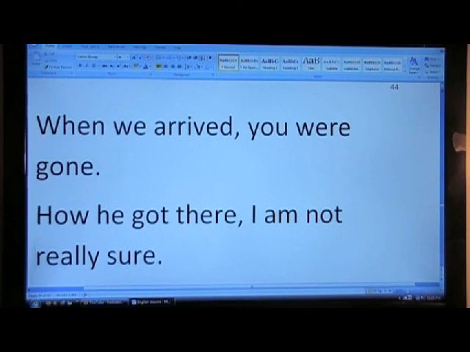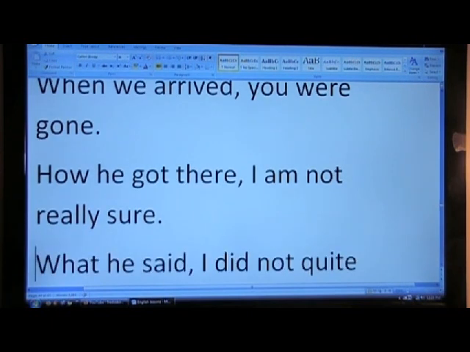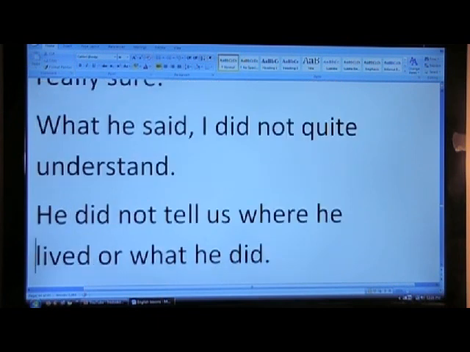Now, when the phrase is in front, then you have to have a comma, and then the complete sentence. How he got there, phrase, comma, I'm not really sure. What he said, phrase, comma, I did not quite understand. Now note here, he did not tell us where he lived or what he did. He did not tell us, a complete sentence. Then the phrase, so there's no comma. He did not tell us where he lived or what he did. Two phrases.